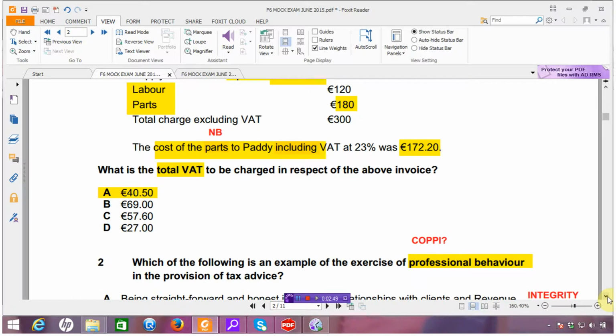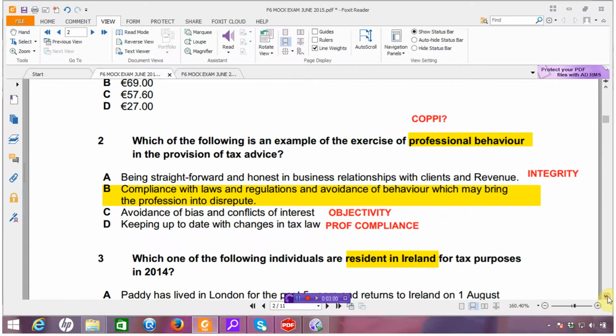Okay, so that's the 2/3 rule. Very, very common in the F6 exam in one way, shape or form, perhaps in a long form question, but here within a short form. Okay. Next area here is ethics.